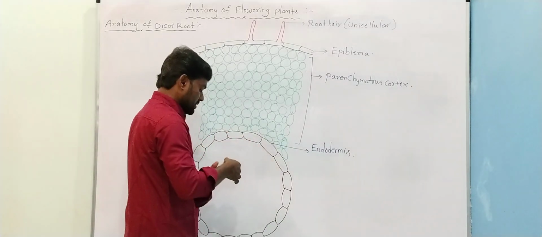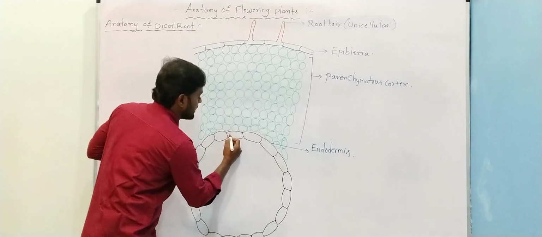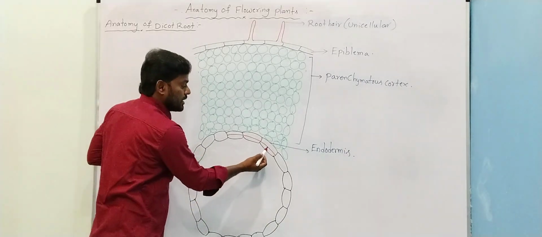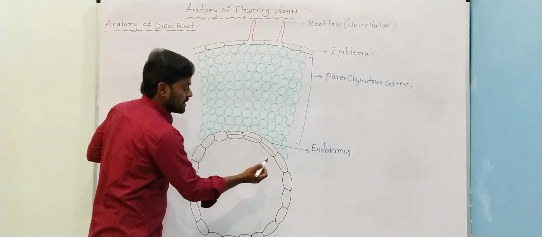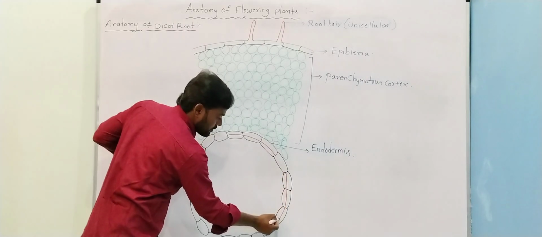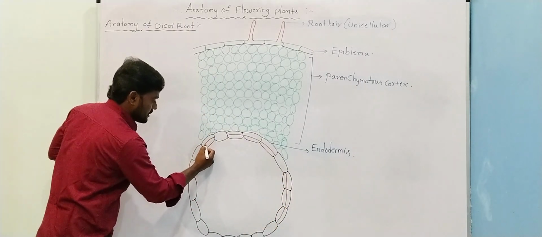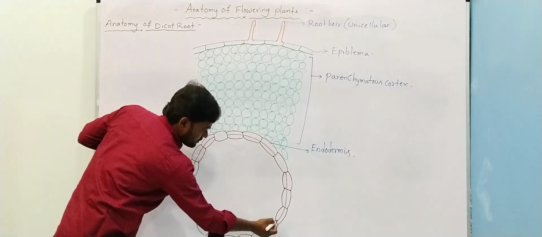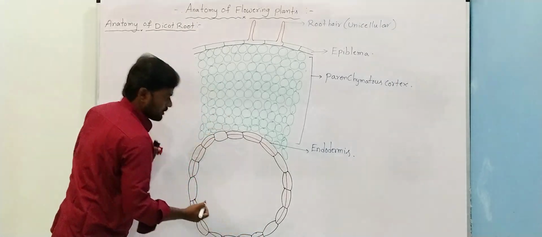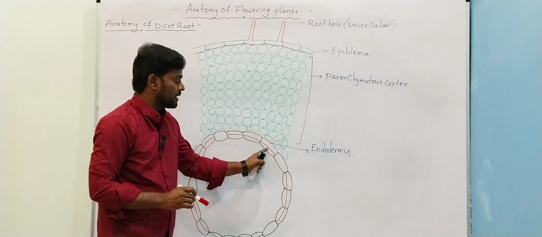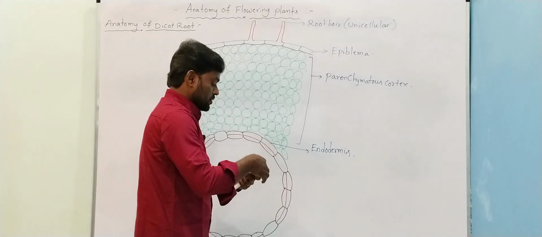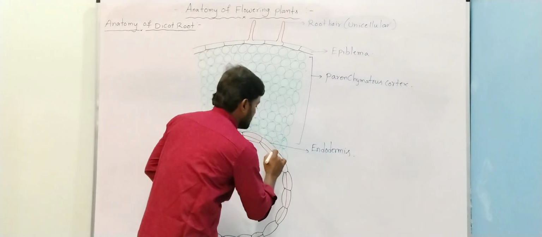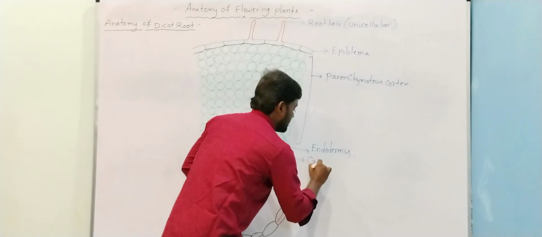In this endodermis, the suberin material is present in the form of a thick layer. The suberin material deposited in this endodermis appears as a thickening layer. This layer is called Casparian strips.